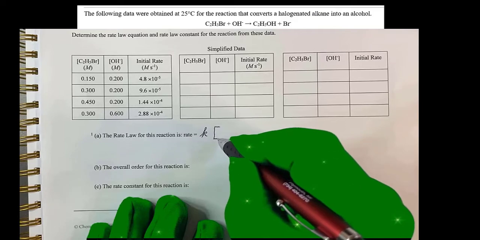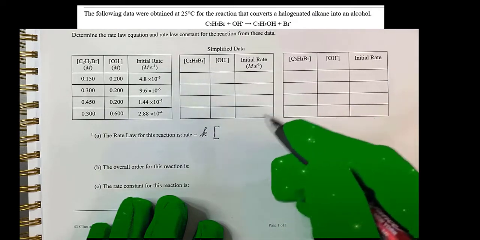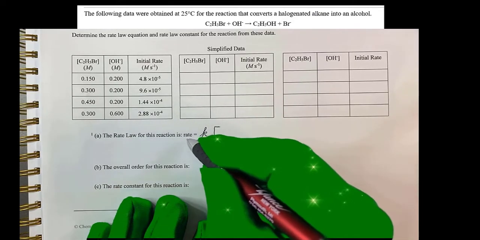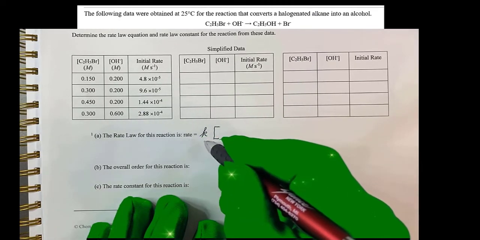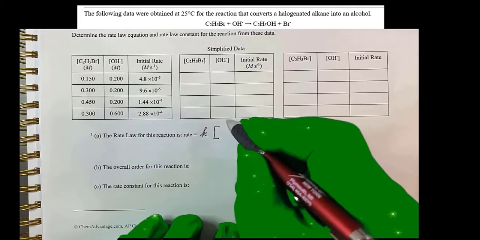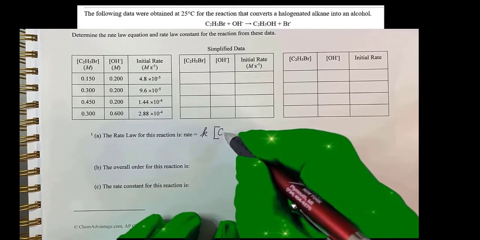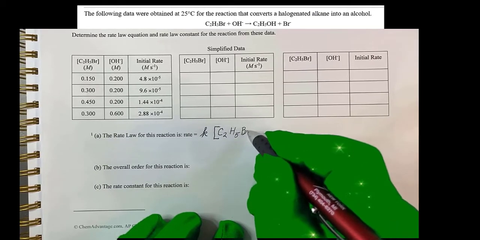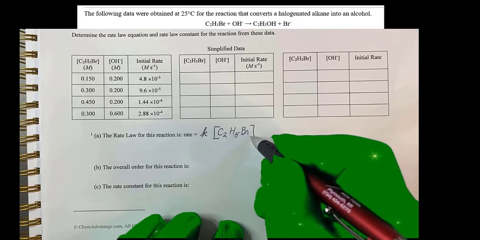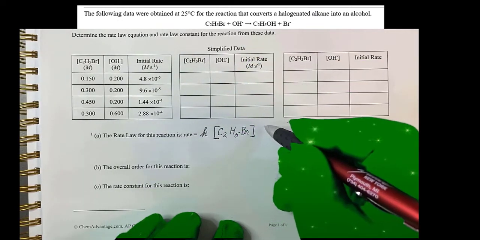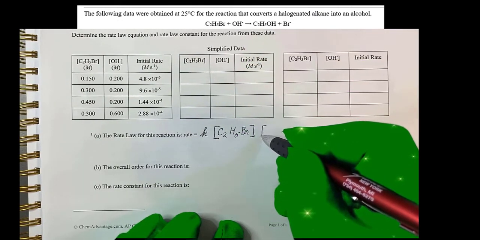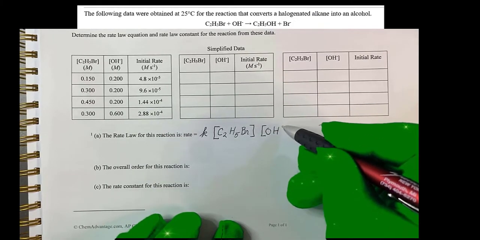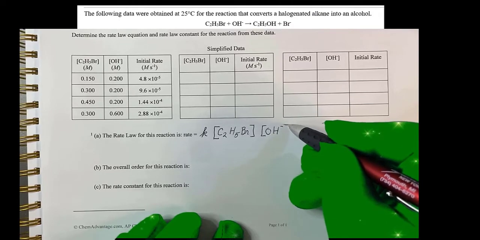Now, in this case, I'm using brackets to indicate molar concentration. If we were dealing with pressures, we would use parentheses. And what is this rate dependent upon? Well, of course, this constant, which is going to be pretty important. And then the concentration of the bromoethane. Here, we'll write that down. Close the brackets. And the hydroxide ion concentration. And I'm going to put that down here. OH, and again, minus, it's an ion.